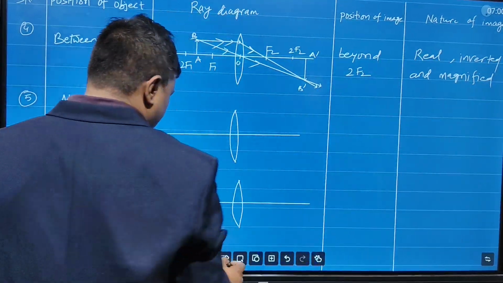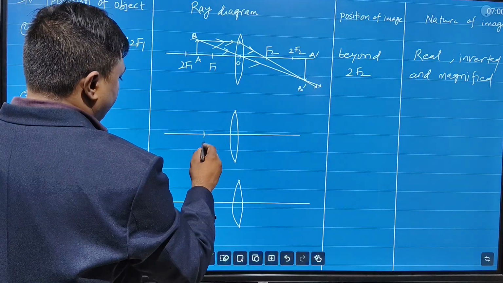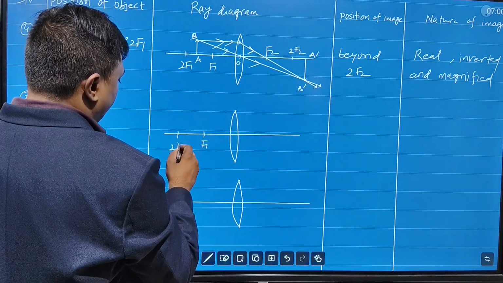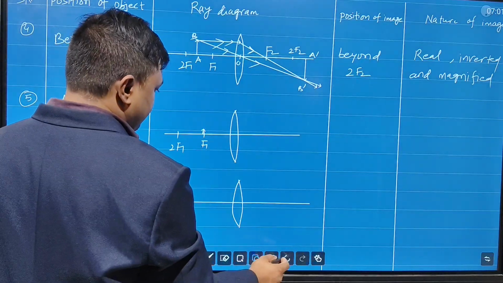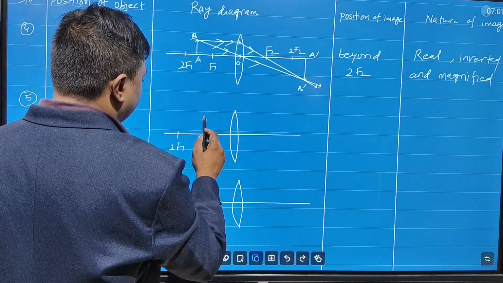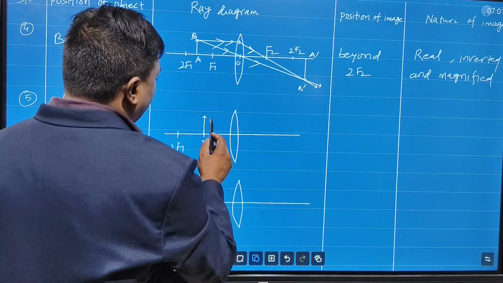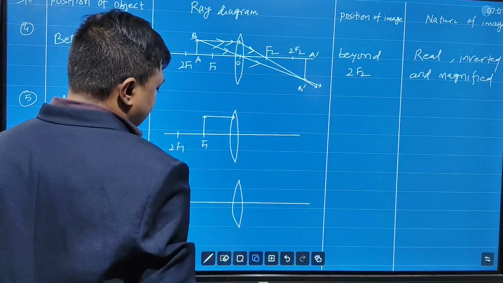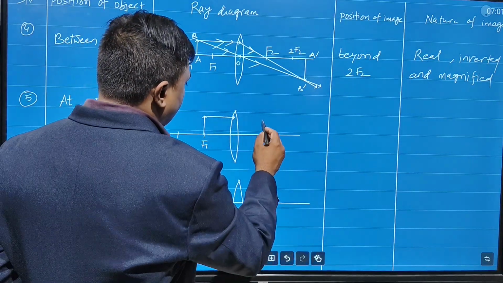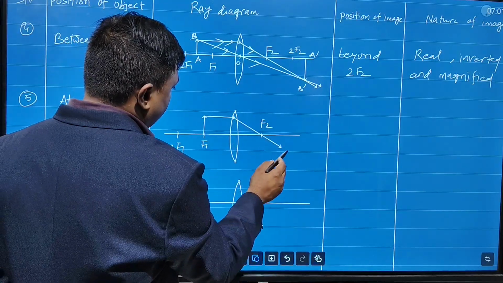Okay, let's take an object now at the focus. This point is f1, this point is 2f1. So where is the object? The object is at the focus. We have to take the two-ray diagram, yes or no? One light ray you take parallel to the principal axis. The rule says it will pass through f2, yes or no? So you can pass it through f2.